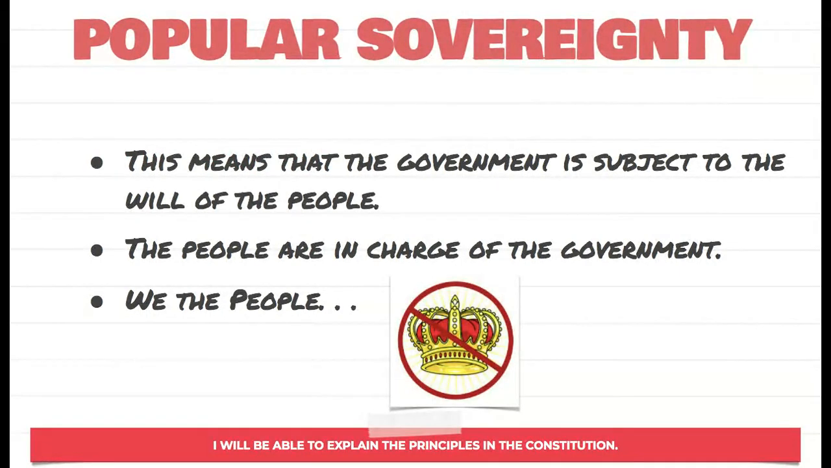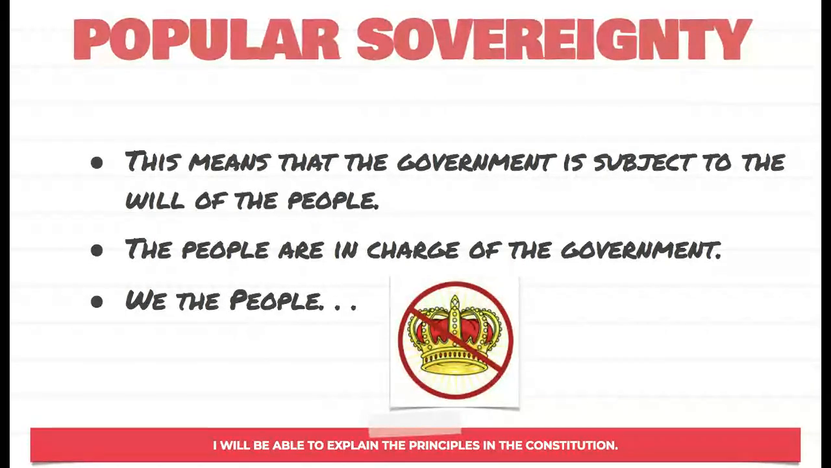Popular sovereignty means that the government is subject to the will of the people. The people are in charge of the government. Remember that phrase from the preamble, "We the people"? That phrase basically is popular sovereignty. If you break down this phrasing, popular has to do with people, right? Population has to do with people. So that word popular has to do with people.